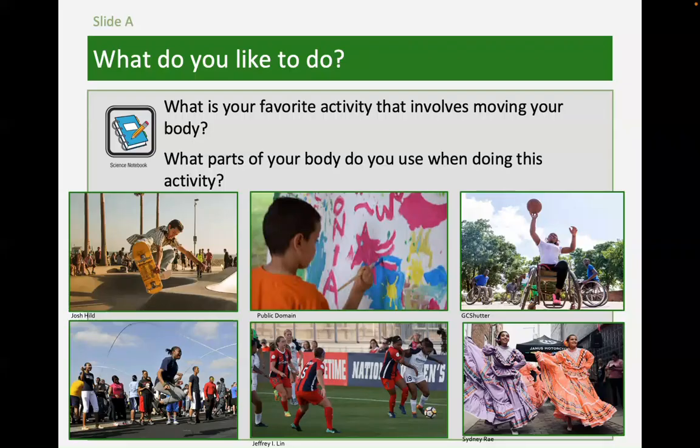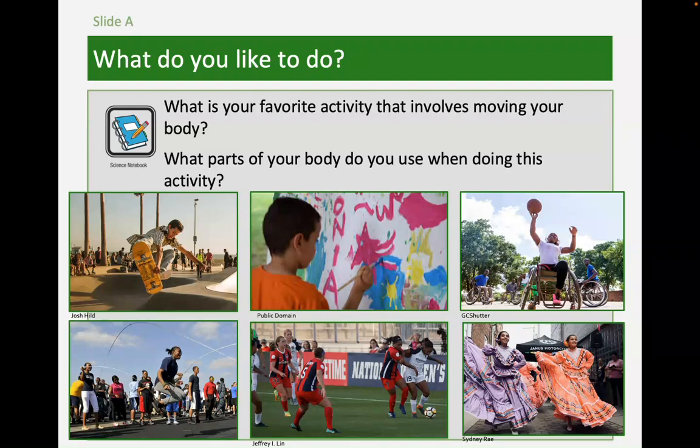Today we start our next unit, and it is about cells and healing. So we start off with this question, and just think about your favorite activity that involves moving your body. Here we got some activities: people playing soccer, jump rope, skateboarding, painting, dancing, wheelchair basketball, lots of things. Just for a second, think about what you like to do. And the second part is, what parts of your body do you use when you're doing that activity?